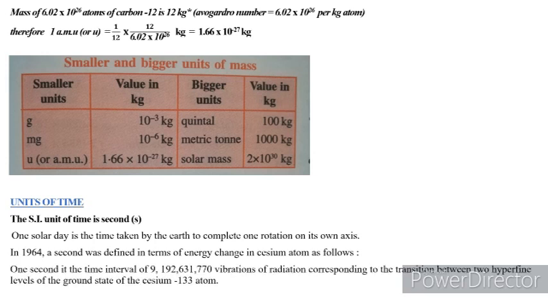In 1964, a second was defined in terms of energy in the cesium atom as follows. They have redefined this, and it is given below. Just read it. It is a time interval of 9,192,631,770 periods, and it is redefined in order to find how much a second would be. It is a standardized version, and that will help you understand how precisely they have tried to redefine the value of everything.